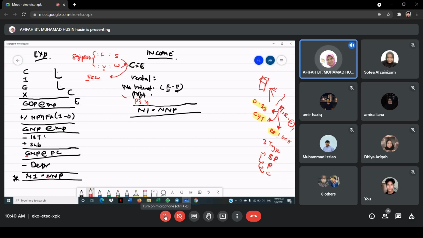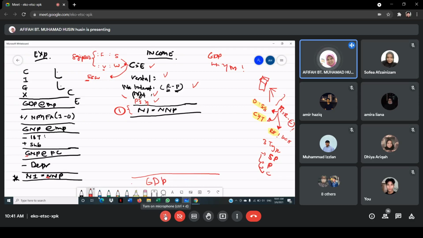So you add them all: compensation to employees plus rental plus net interest plus profit plus proprietor's income will give you national income. So when you have to calculate GDP using the income method, the first thing you have to do is calculate national income first. Are you with me, class? From national income, then you can calculate GDP. Why can you calculate GDP?